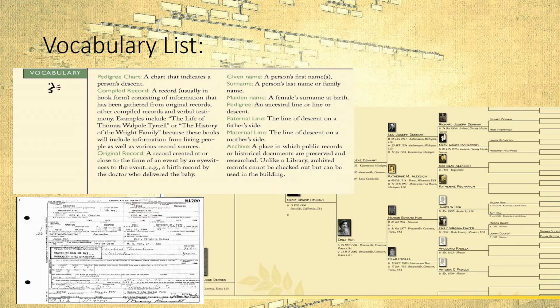Given name, a person's first name. Surname, a person's last name or family name. Maiden name, a female's surname at birth. Pedigree, an ancestral line or descent. Paternal line, the line of descent on a father's side. Maternal line, the line of descent on a mother's side. Archive, a place in which public records or historical documents are preserved and researched. Unlike a library, archived records cannot be checked out, but can be used in the building.